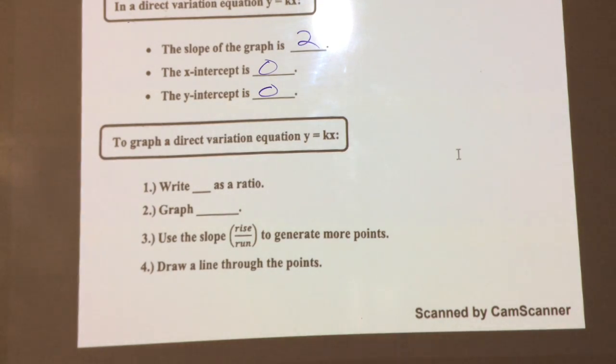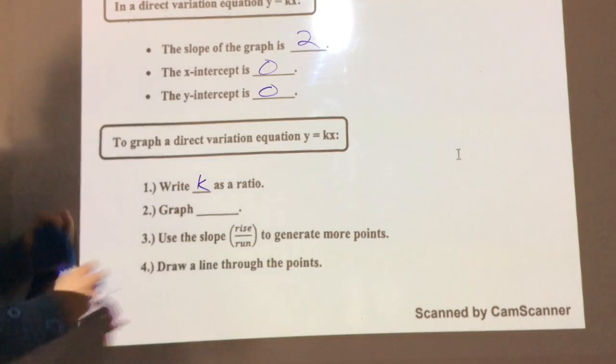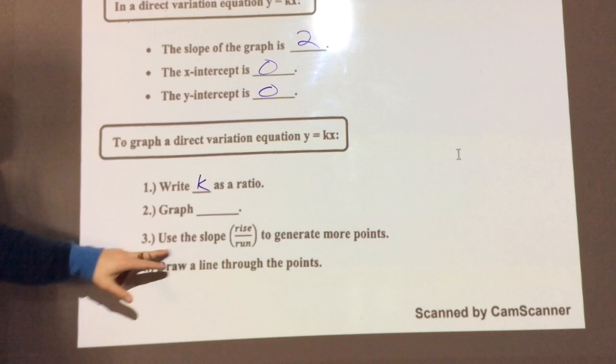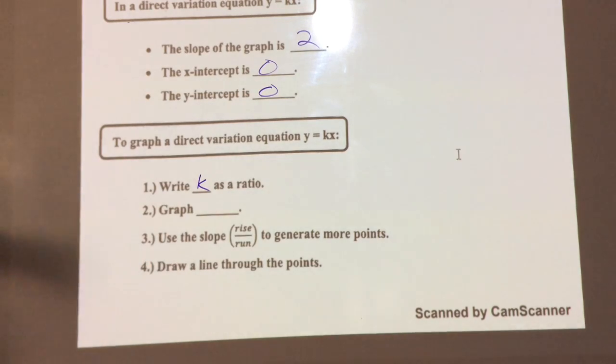Okay, so this says write k as a ratio. Right, k as a ratio. Graph it. Then it says use the slope rise over run to generate more points. Draw a line through the points. Anything we don't understand about how to graph our slopes? We feel pretty good about graphing the slopes. Decent anyways. Won't be on your test specifically.